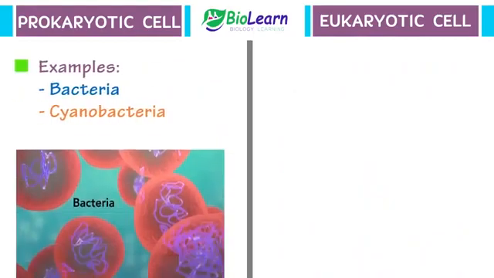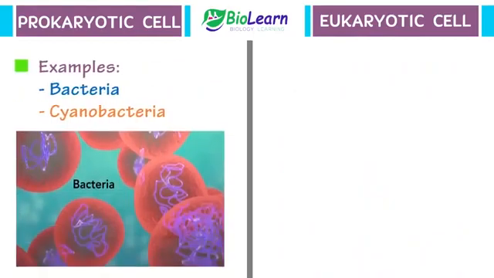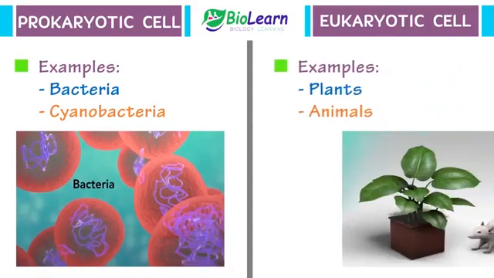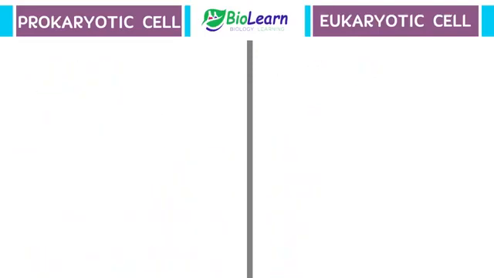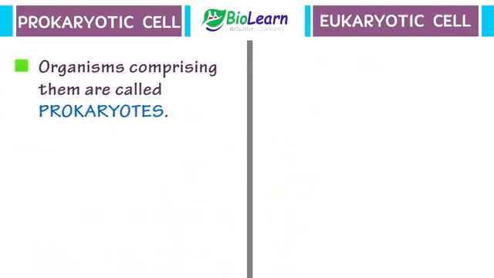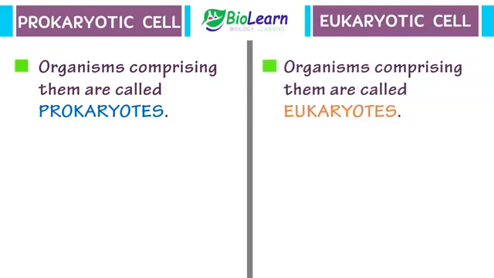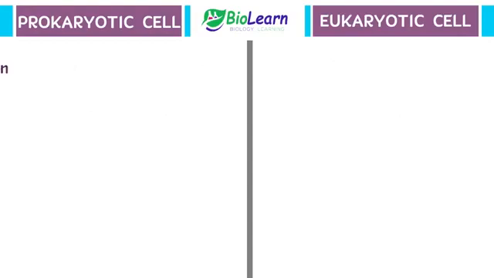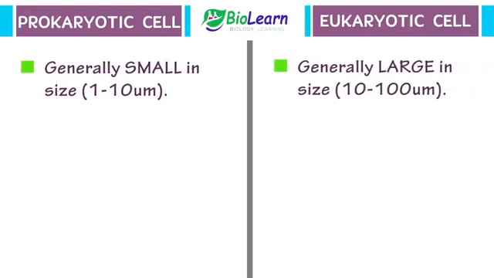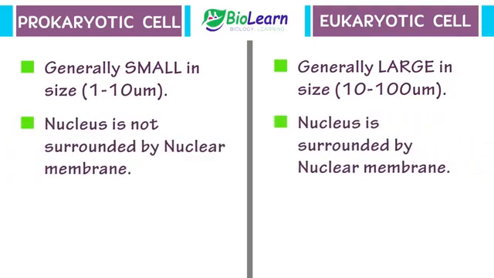Examples of organisms consisting of a prokaryotic cell are bacteria, cyanobacteria, and a few more, whereas a few unicellular and majority of multicellular plants and animals are made up of eukaryotic cells. The organisms comprising prokaryotic cells are called prokaryotes, whereas the organisms comprising eukaryotic cells are called eukaryotes. Let us have an on-screen summary of the differences between prokaryotic cell and a eukaryotic cell.